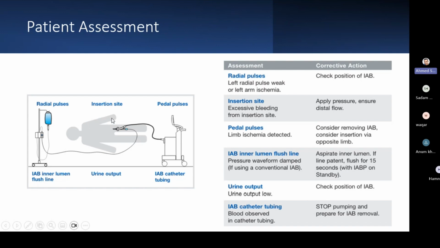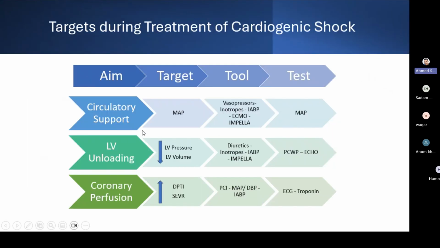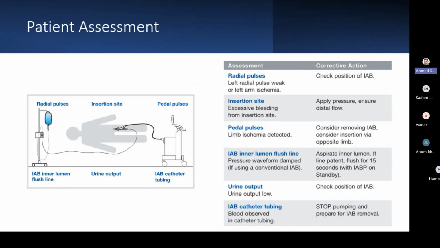So you need to assess the left radial pulse daily. Usually each shift you have to assess the radial pulse. And also because the intra-aortic balloon is inserted in the femoral artery, you have to assess the pedal pulse and dorsalis pedis pulsation. So you have to assess the pulse state of the patient, the radial, the pedal pulse and the dorsalis pedis artery. And also you have to assess the urine output, because if the intra-aortic balloon migrated downward, it might occlude the blood supply to the kidney. So you have to monitor the urine output for the patient.